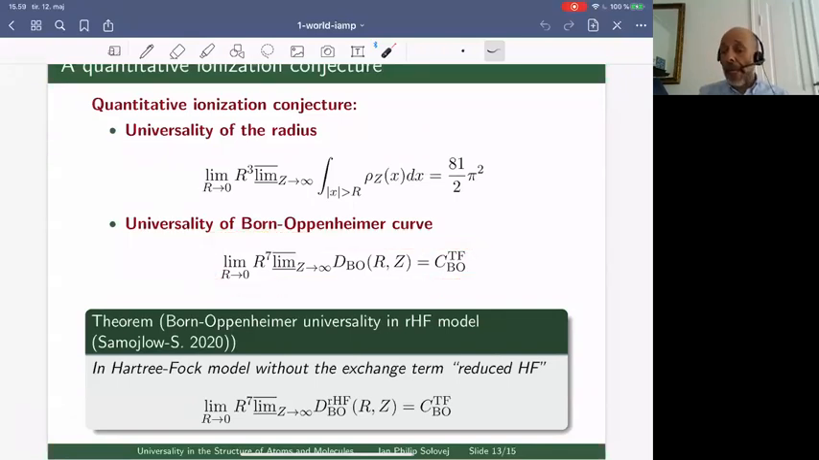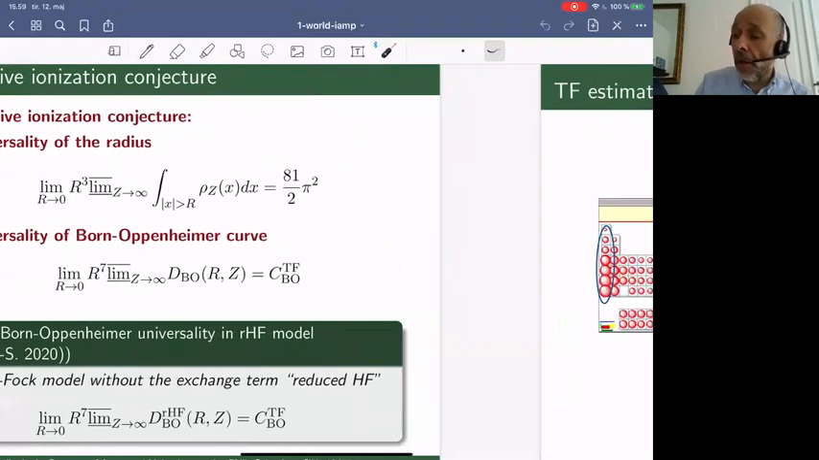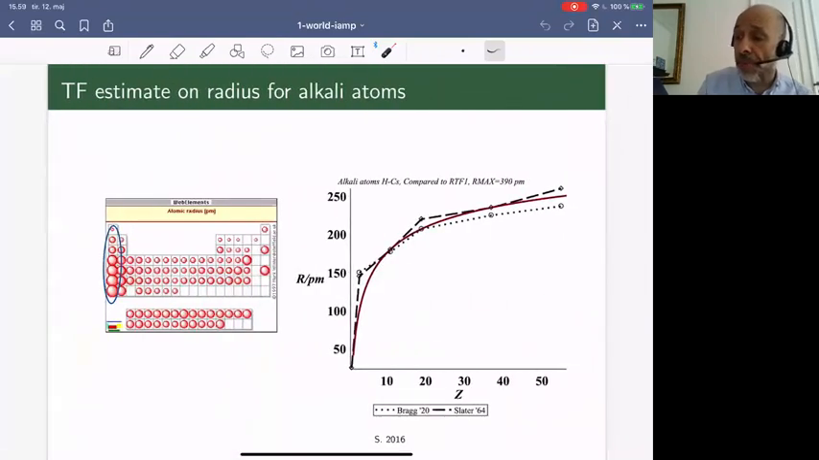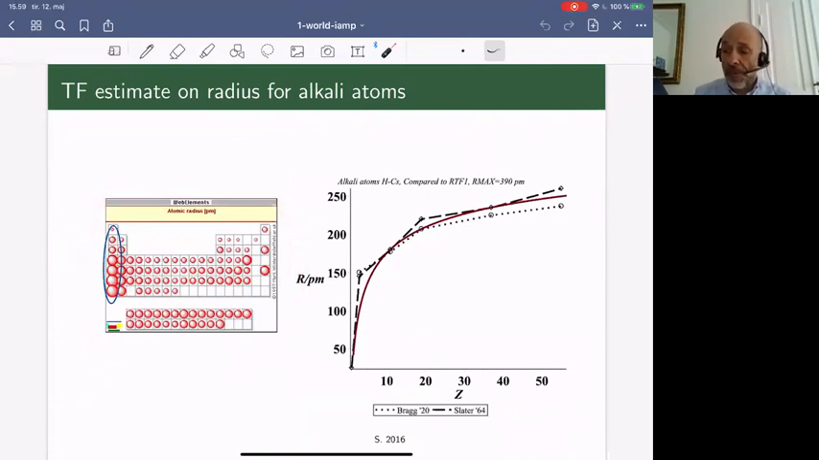So let me finish by comparing this quantitative ionization conjecture with these experimental values for the radius of an atom and also with Hartree-Fock calculation. Let me go back to the periodic table that I started with, where we had drawings of the radii, I mean the size of atoms. And let me look at the first group, the alkali atoms. For those, as I said, Bragg in 1920 and Slater later in 1964 collected these empirical radii.